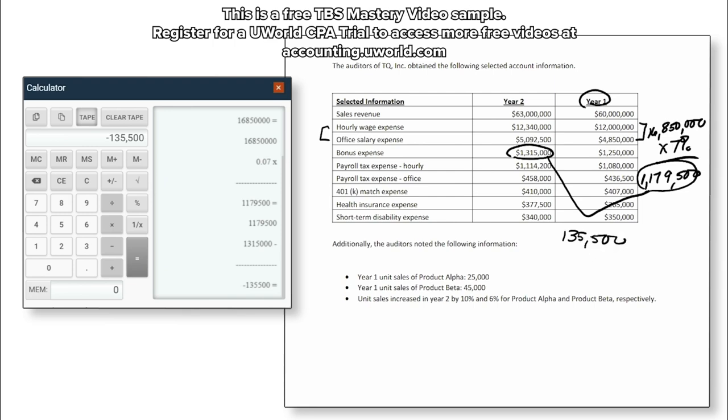Now, is this difference significant? For that, I need to compare it to materiality. Materiality was set at 5% of the client's actual year 2 number. When I compare materiality of $65,750 to my variance of $135,500, I have to conclude that the current year number requires further investigation. I can't sign off yet. More work is needed. Let's try another one.